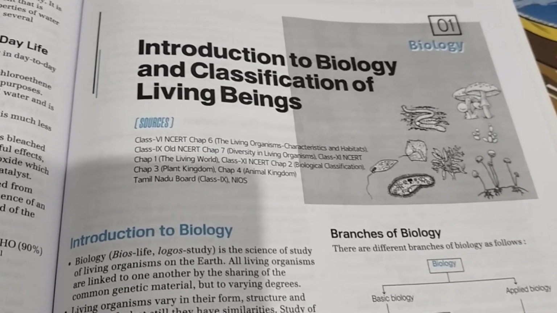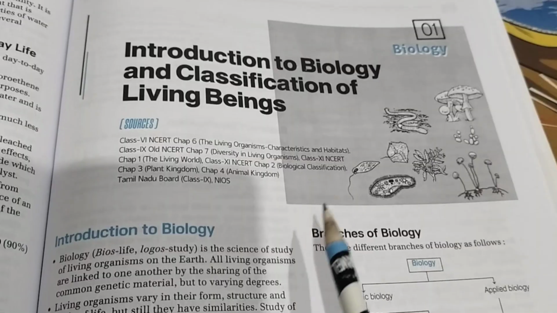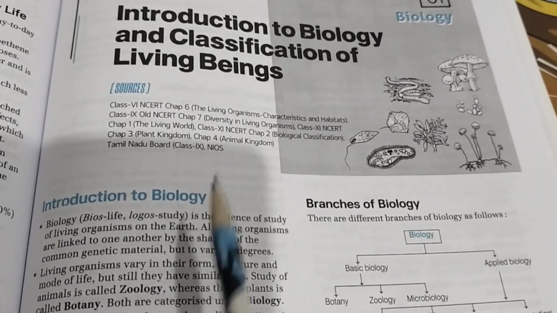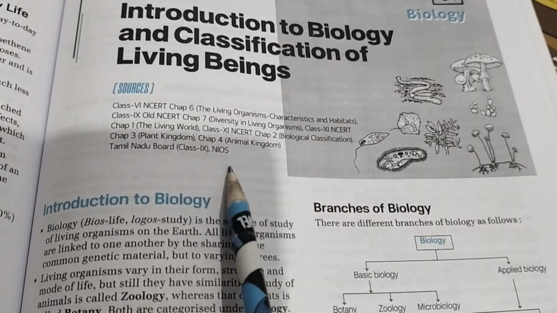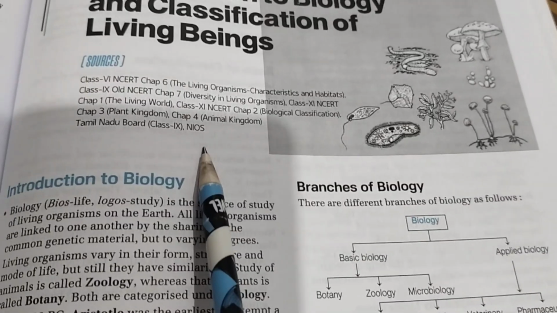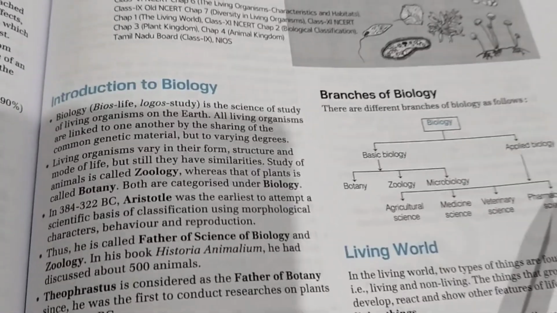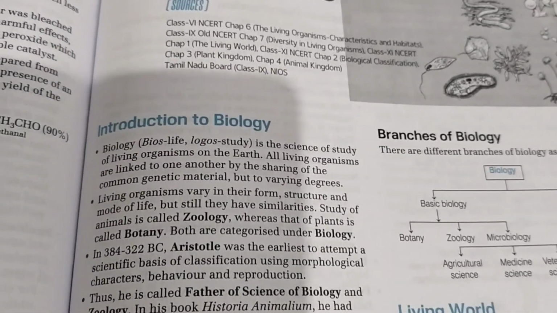So starting up with the chapter of biology, it's introduction to biology and classification of living beings, right? So these are the sources from which the topics have been picked up. You can just go through it. These are the books and the sources. So we will be starting with the first topic, that is the introduction to biology, right?